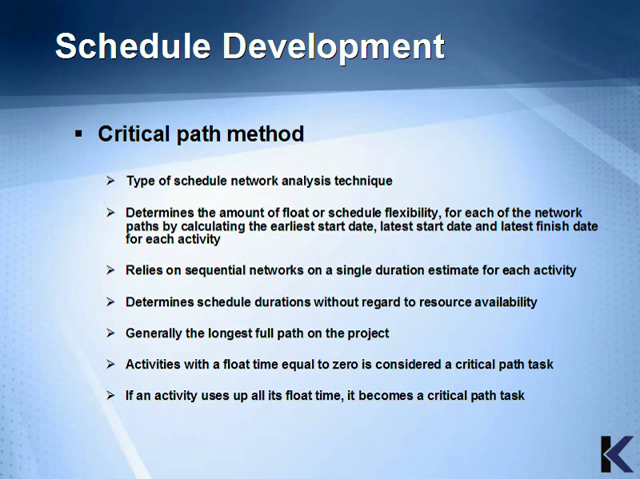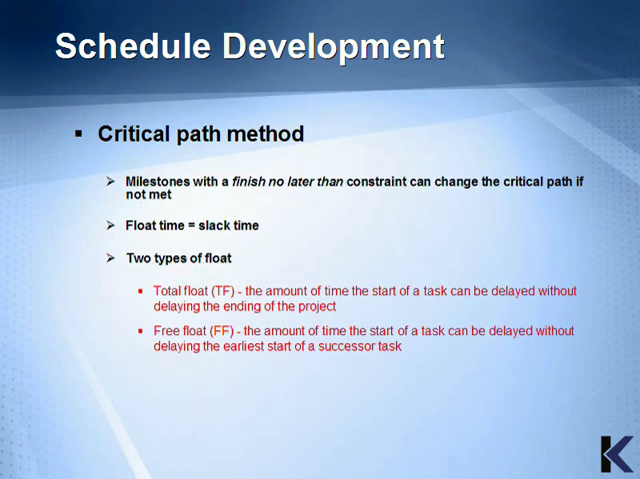to resource availability. The critical path is generally the longest full path on the project, and activities with a float time equal to 0 are typically considered critical path tasks. If an activity uses up all of its float time, it becomes a critical path task. Milestones with a finish no later than constraint can change the critical path if they are not met.